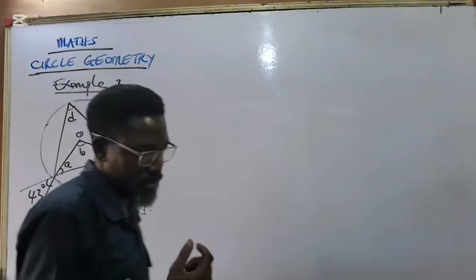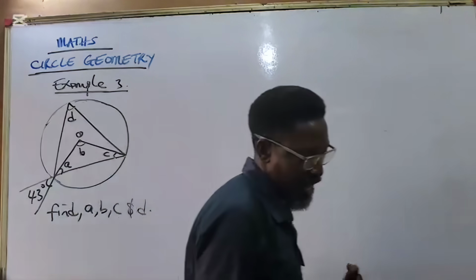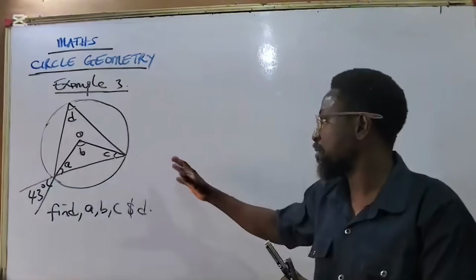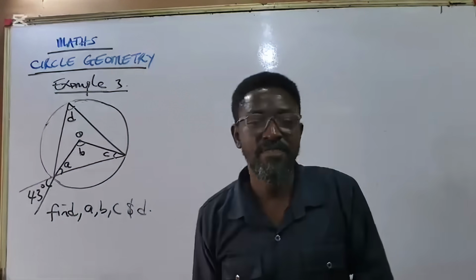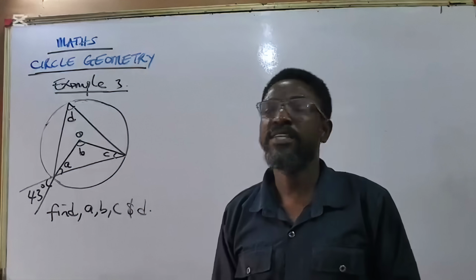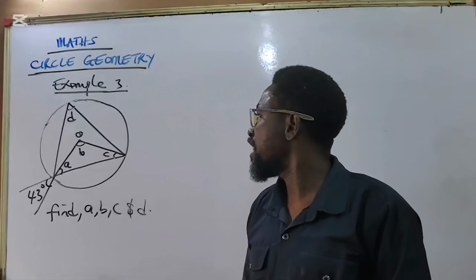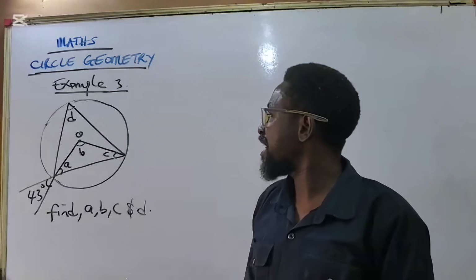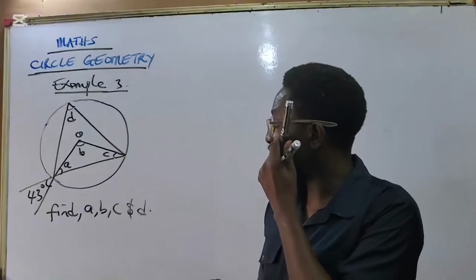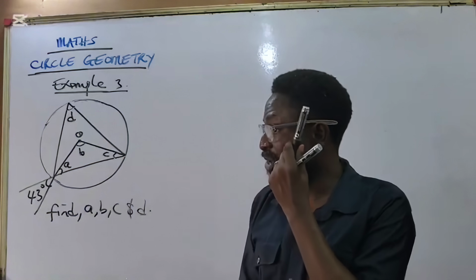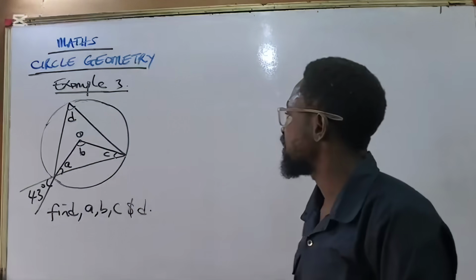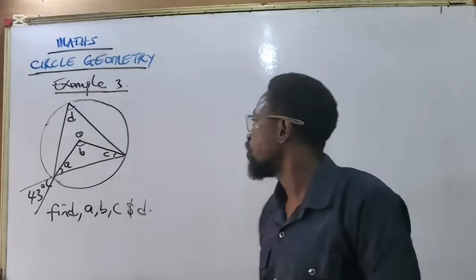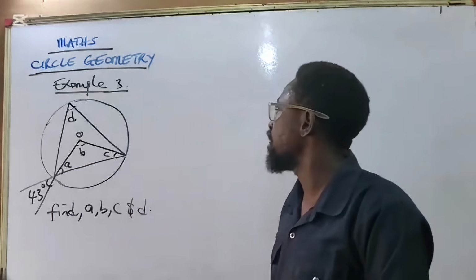There's a theorem, not under this topic, but under angles and lines. Under angles and lines, it says vertically opposite angles are equal. Vertically opposite angles are equal. So use that theorem to get the value of A.